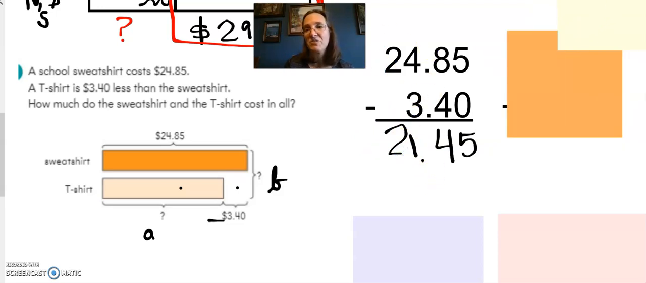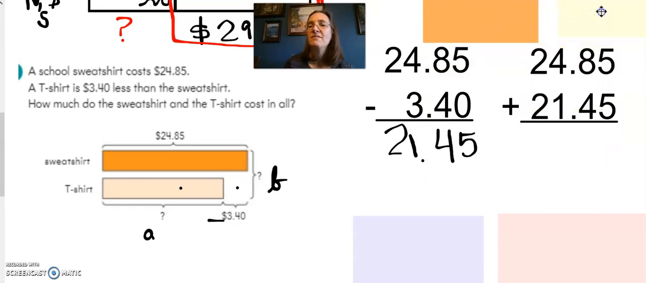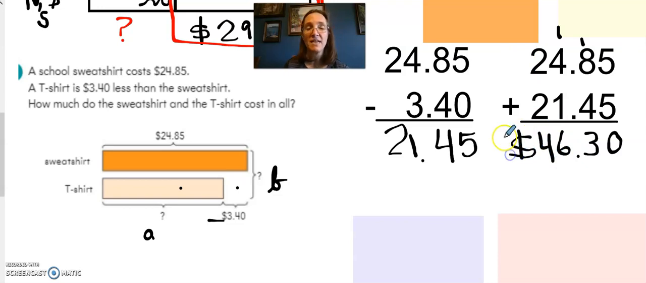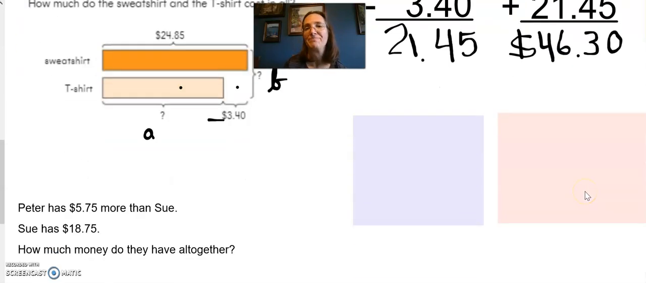If I found that answer, I'm going to have to get out of the way, little rectangle. I'm going to have to do some addition now. So 5 plus 5 is 10. Oh, I'm going to have to do some regrouping now. There it is. Now 8 plus 1 is 9, and 9 plus 4 is 13. And once again, I'm regrouping across the decimal point. It's all the same because it's the same number system. 1 plus 4 plus 1 looks like 6 to me, and 2 plus 2 is 4. So altogether, it would cost $46.30 to buy both a t-shirt and a sweatshirt.